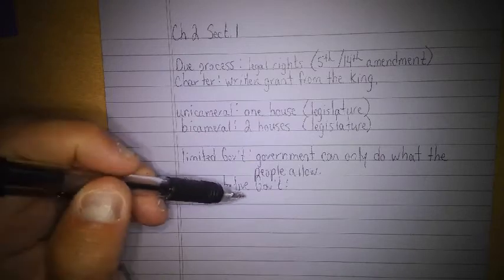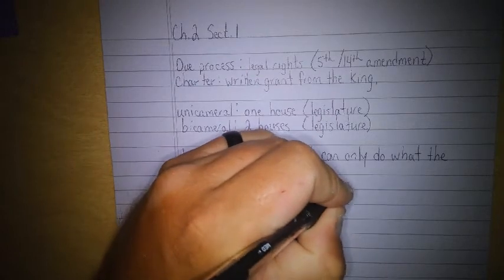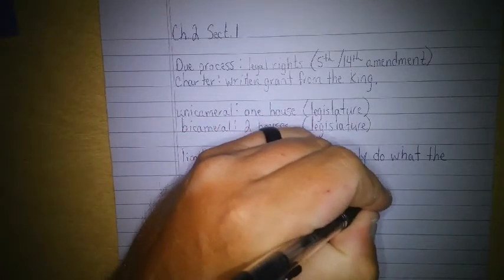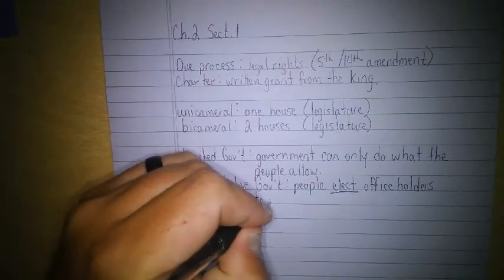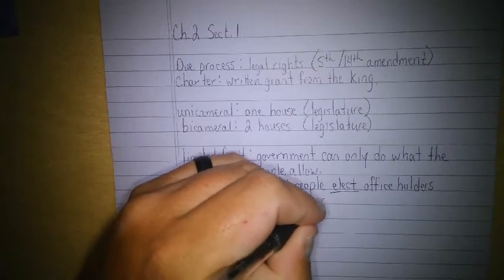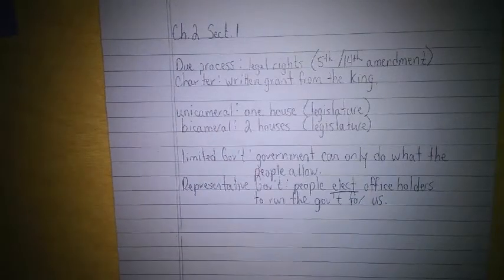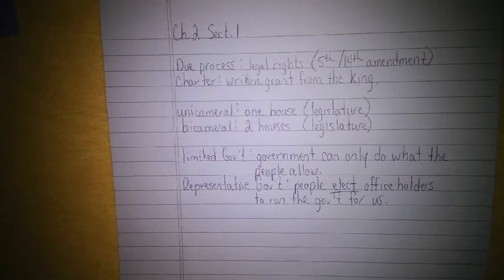So, a representative government is when the people, and this is how I would put it, the people elect, and I'd underline or bold the word elect, when the people elect office holders to run the government for us. Basically what I mean by that is an indirect democracy, right? We talked about that in chapter 1. When people elect office holders to run the government for us.